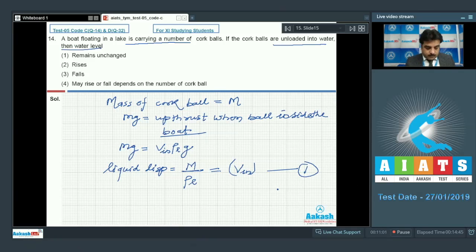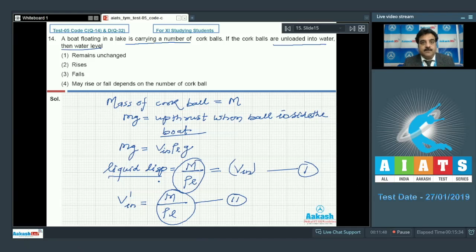Now I am going to take my observation number 2. When the ball is dropped in water, mg is still as it is. So I can say when the ball is dropped in the water, then still mg equals upthrust. There is no doubt about that. So now V dash in the second case, you will write once again density. You will write m upon rho L, and this is my equation number 2. So we are seeing that the displaced liquid is m upon rho L in both cases.